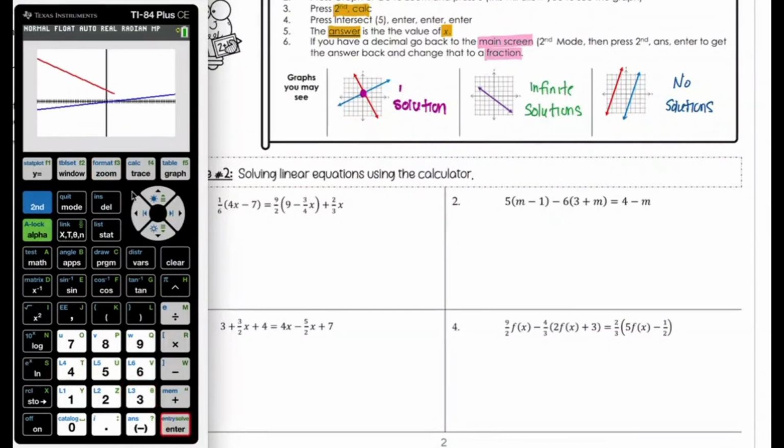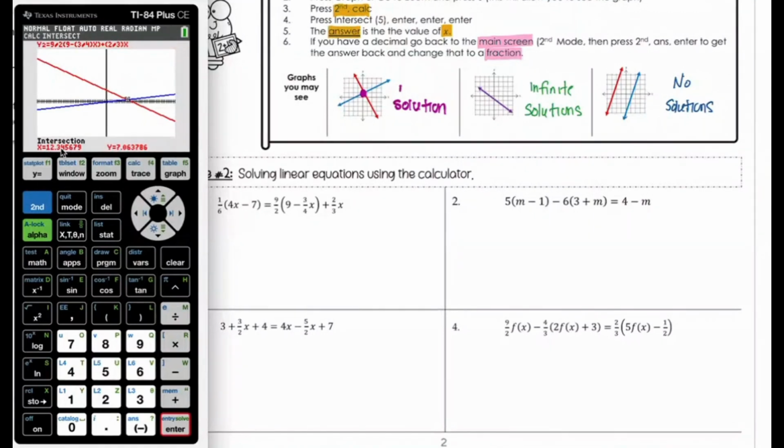Press enter, and now I see the point of intersection. I have an answer right here. So now to get your answer, you press second calc. That's the button above trace. We want the intersection point, so number 5. We press enter, enter, enter 3 times. It gives us our solution as x equals 12.34, so forth.